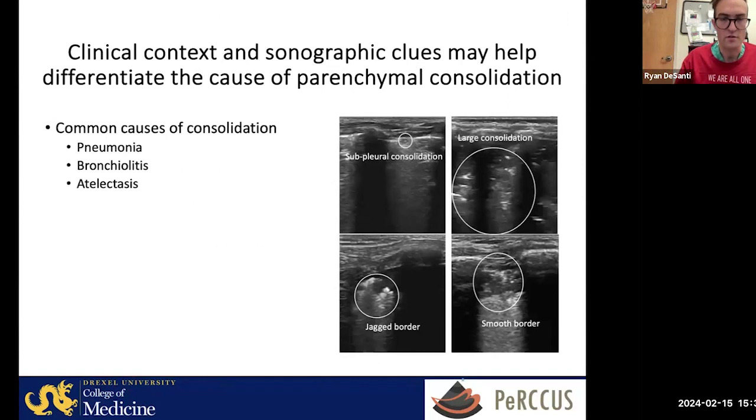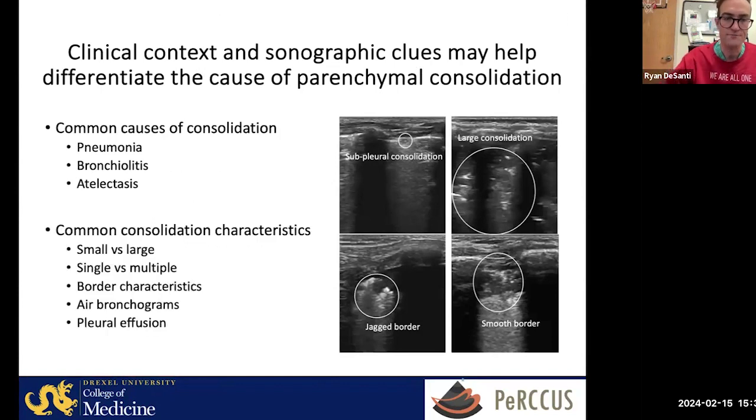And so in pediatrics, the most common causes of consolidation, of course, are pneumonia, bronchiolitis, and atelectasis. And so the things which we're looking at when evaluating consolidations are the size, which can be small or large, whether there's just one consolidation or multiple consolidations across different lung regions. Look at the border and characteristics of the consolidation. Look for the presence and characteristics of air bronchograms and the presence and characteristics of a pleural effusion.